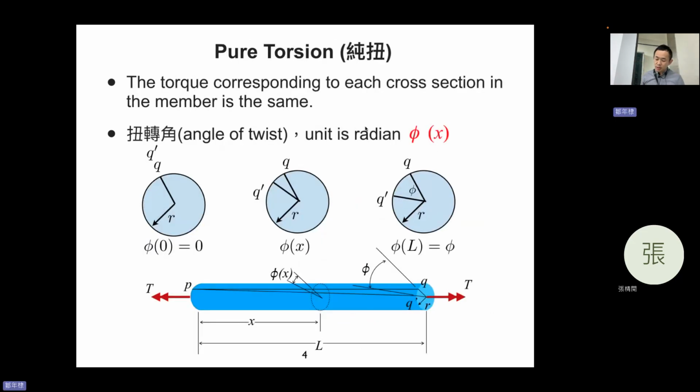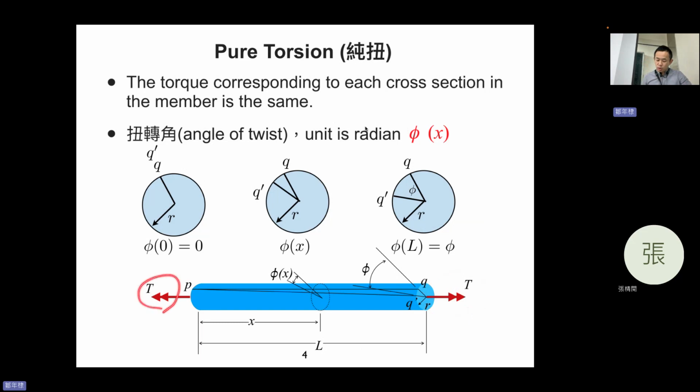Okay, next one. So now we're discussing the fundamental basic example, which is called pure torsion. Pure torsion means that the bar is only subjected to one single torsion, T here. Okay, so you can imagine that this is actually a wall fixed on the other side, on the left hand side, and the torque is applied on the right hand side.